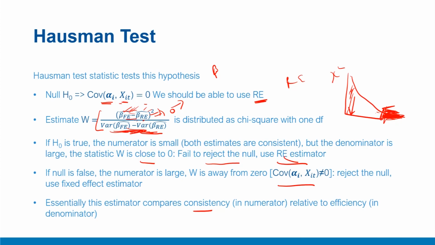If we fail to reject the null, then we consider both the estimators, fixed effect and random effect, as consistent, and therefore we go ahead with random effect for its efficiency. However, if we reject the null, then we believe that not only is fixed effect consistent, random effect is inconsistent and way out of the mark, and therefore we go ahead with the fixed effect estimator.